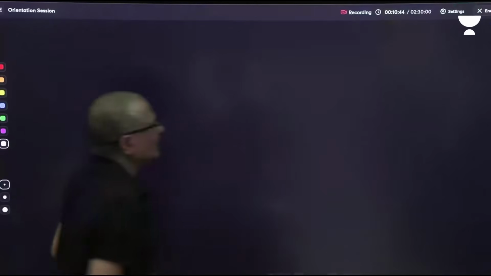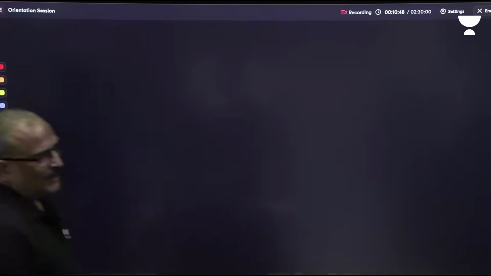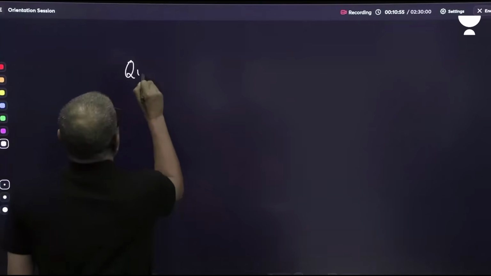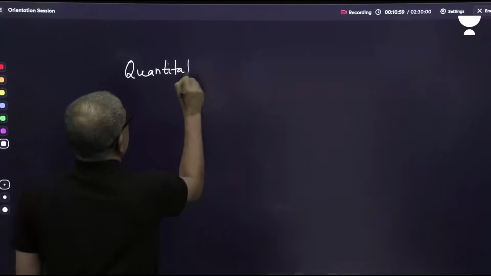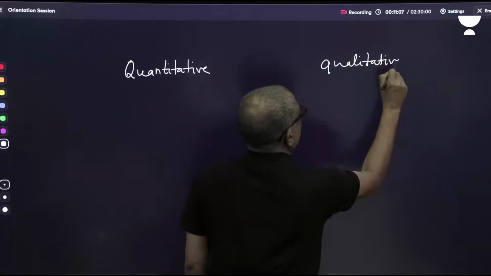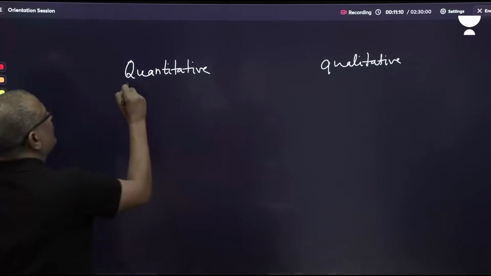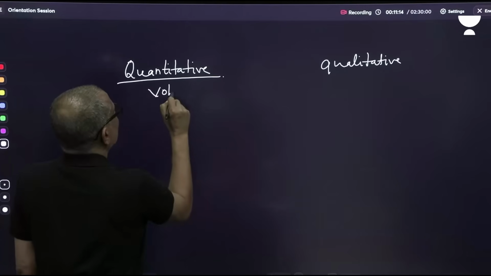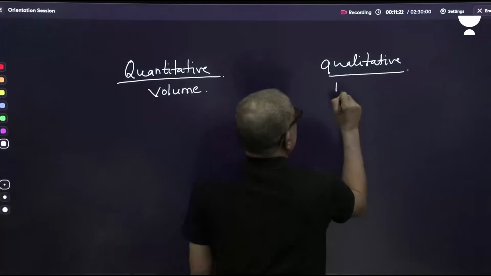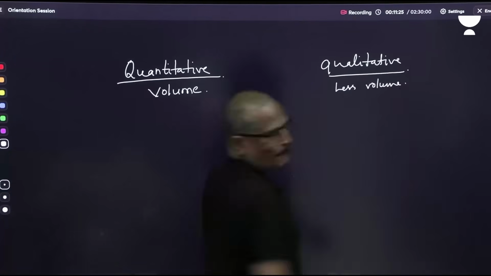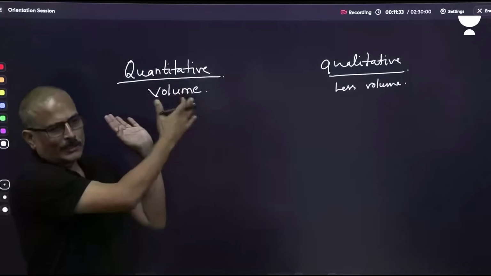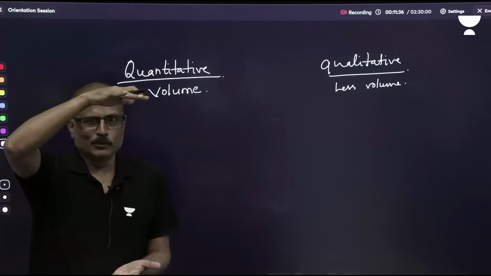This demand, I can simply classify any subject into two categories. One is quantitative, another is qualitative. Quantitative, simple meaning volume, right? Qualitative means less volume. So, if a discipline belongs to quantitative category, the study material runs into thousand pages.